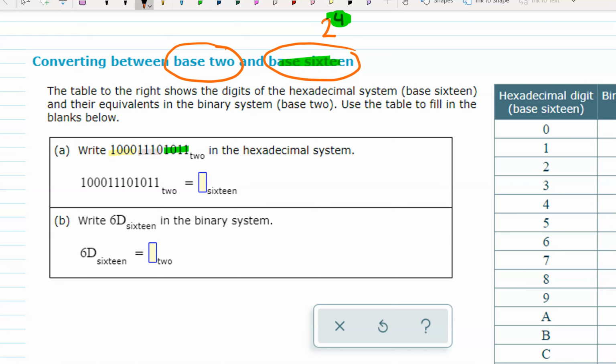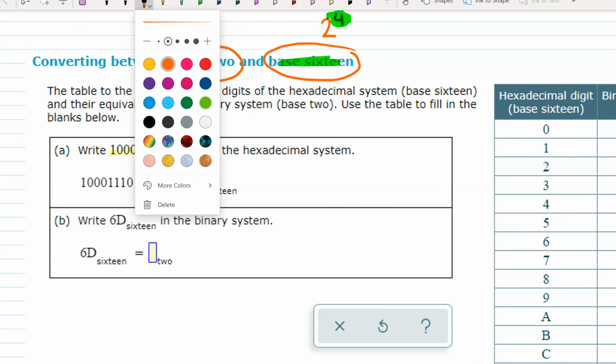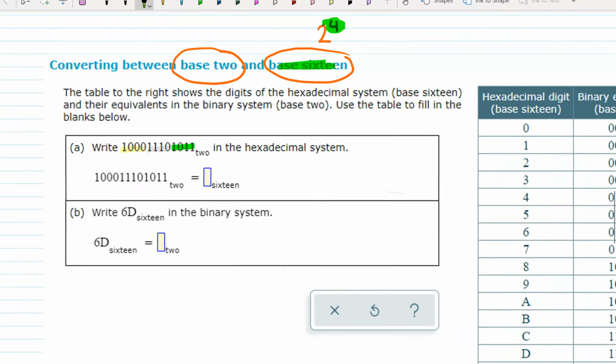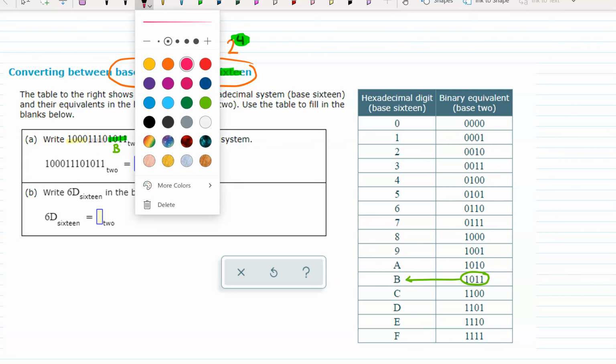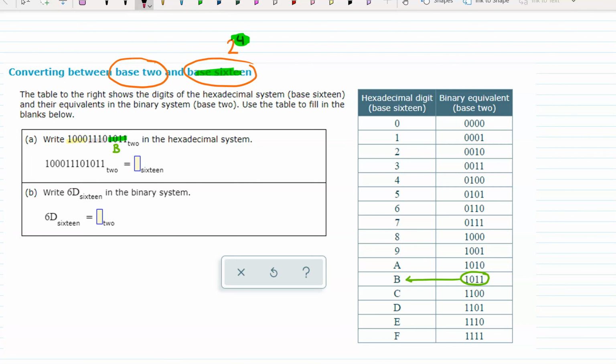I'm reading backwards. And then 0, 0, 0, 1 is the next 4. So for this green 1, 0, 1, 1, we're going to look at what that is. So 1, 0, 1, 1 is here. And that translates to B. So this guy is a B. Now we'll look at the pink 1110. So I'll look over here in my chart. 1110 corresponds to E.